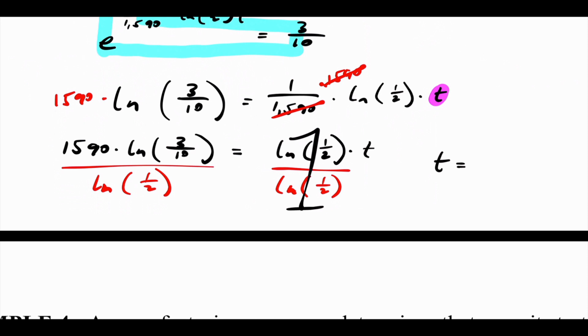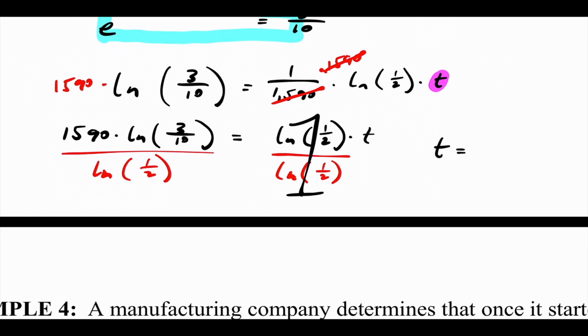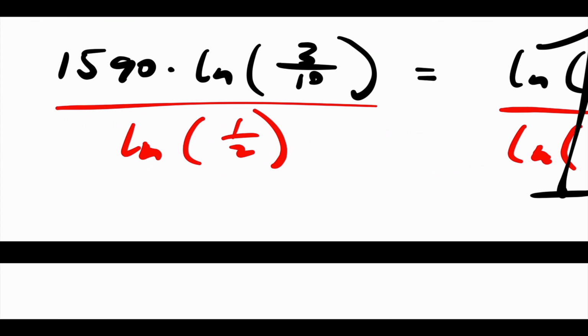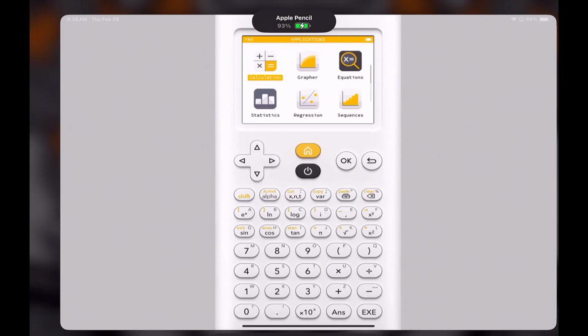Okay. So we're going to put that in our calculator, see what we get. So what I'm going to do, you don't have to do this, but this is what I'm going to do. I'm going to divide the logs. I'm going to go log of 3/10 divided by log of 1/2. And then I'm going to multiply that by 1,590. You don't have to do it that way, but I think it's going to be easier that way.